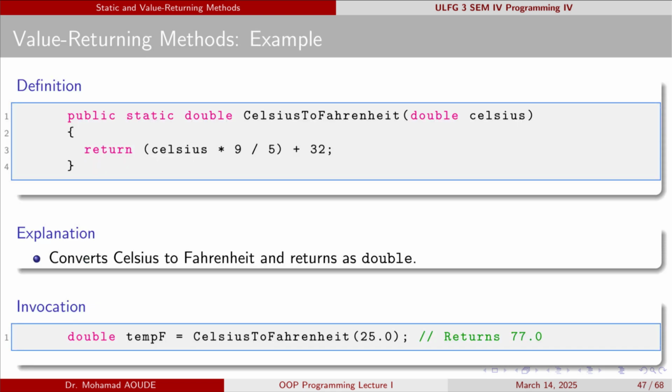Here's an example. CelsiusToFahrenheit(double celsius) converts temperatures. If you pass 25 degrees Celsius, the method returns 77 degrees Fahrenheit. Small, clear methods like this are the secret to writing clean and maintainable code.